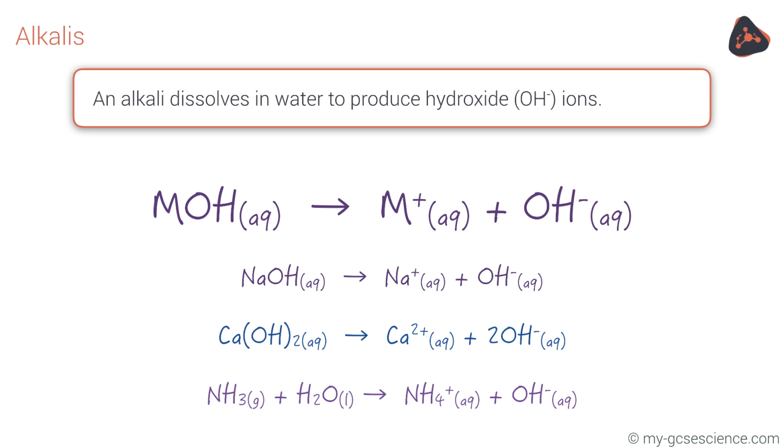Finally, another important alkali that you need to be aware of is ammonia. It's naturally found as a gas, but when it's dissolved in water, it forms the ammonium ion, which is NH4+, and the hydroxide ion. So any substance that dissolves in water to produce a hydroxide ion is an alkali.